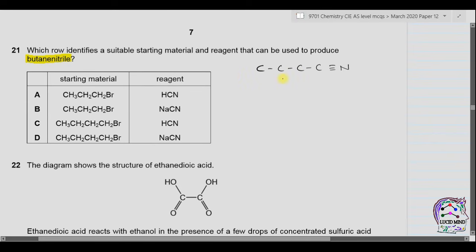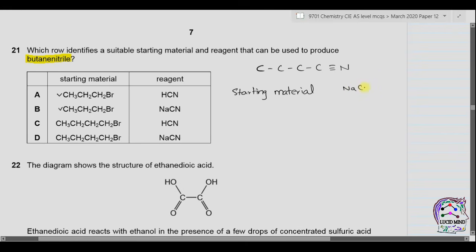So in order to make butane nitrile with a cyanide reagent, we need a starting material of 3 carbon atoms. So the starting material must be of 3 carbon atoms because the 4th carbon is introduced by cyanide. So it could be A or it could be B, because A has 3 carbon atoms and B also has 3 carbon atoms. Then we have to find out the reagent, whether it should be HCN or NaCN.